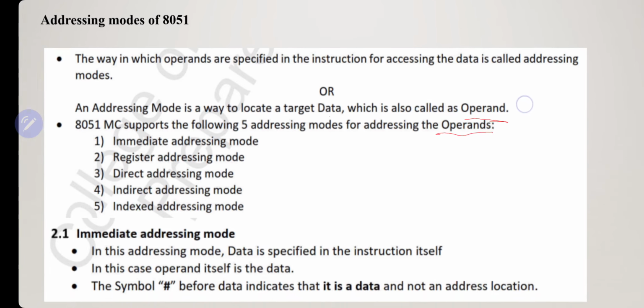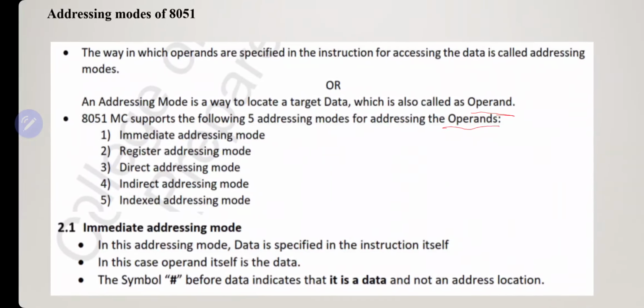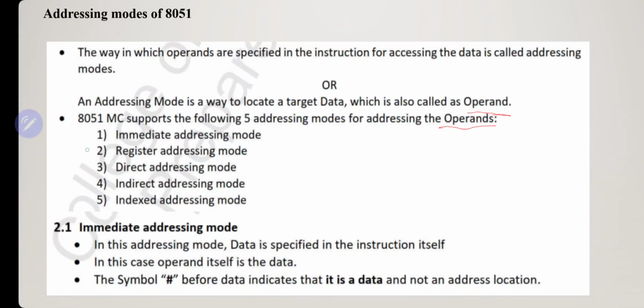So here we are discussing the different ways of addressing the operands. There are 5 ways of addressing. The first one is immediate addressing mode, the second is register addressing mode, the third is direct addressing mode, the fourth is indirect addressing mode, and the fifth is indexed addressing mode. We want to study the definition of each one and an example for it. Moving to the first addressing mode, that is immediate addressing mode.